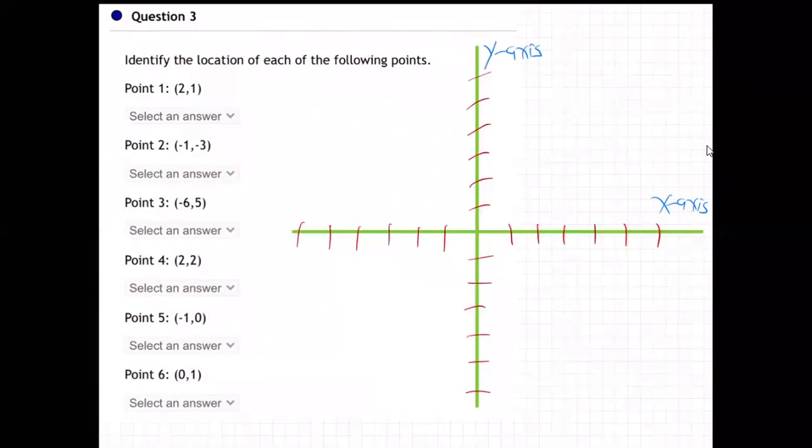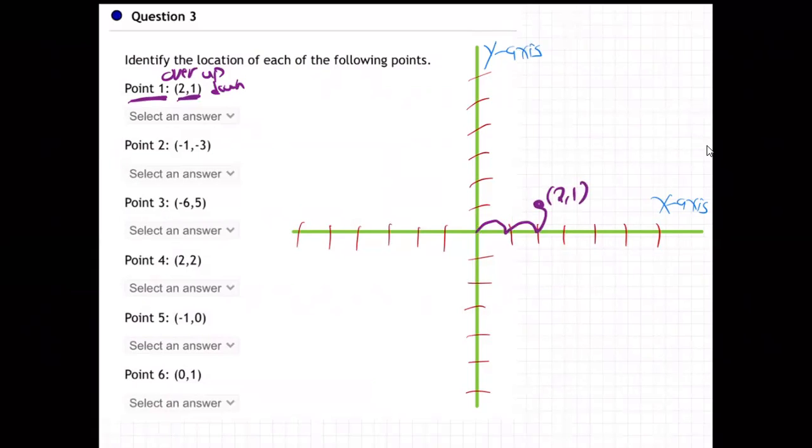On this question, they want us to plot the point 2, 1. Well, I'm going to plot it. So starting from the origin, over 2, up 1. There it is. Remember, the first number is over, and the second number is up or down. So there's 2, 1.